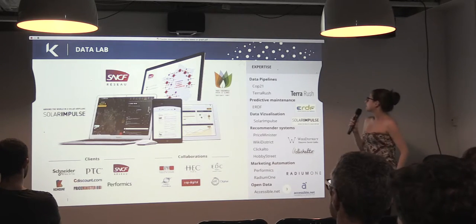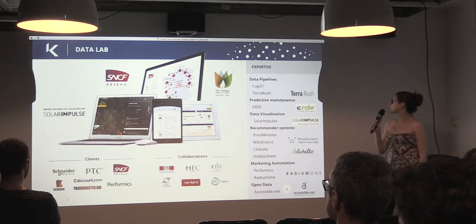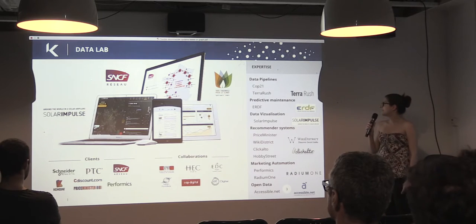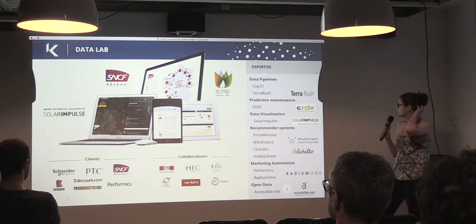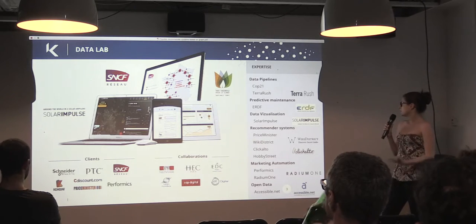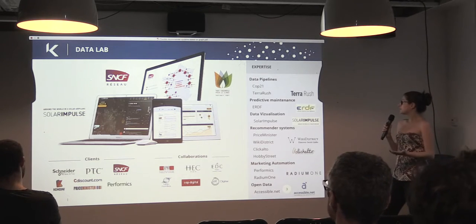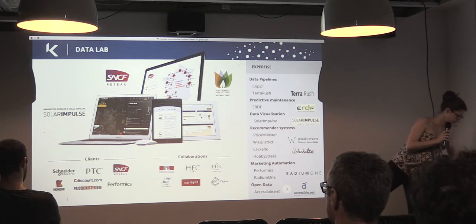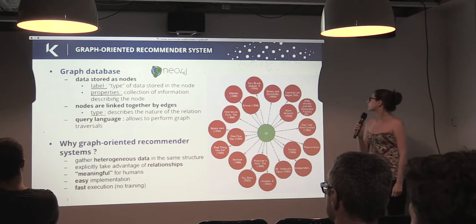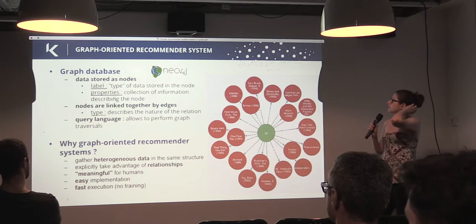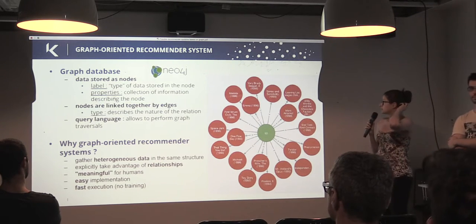As regards the data lab, our field of expertise is quite wide. It spans from data pipelines to data visualizations, and one of our core businesses has become the building of customized recommender systems for various clients. So usually, when we have to build recommender systems, we use graph databases as building blocks of those engines.